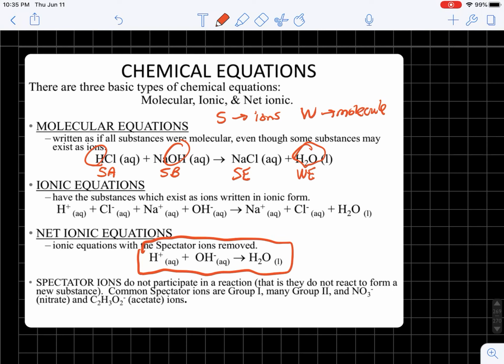Now, the way they teach it in the book is they say, all right, if it's strong, like hydrochloric acid, let's rewrite it as ions. Same thing with sodium hydroxide. Let's rewrite it as ions. Let's write our strong electrolyte, sodium chloride, as ions. And then let's go back and cancel out the spectators. So let's get rid of the chlorides. Let's get rid of the sodiums. And what we're left with is H plus, OH minus, H2O. I just think my way is a little quicker.